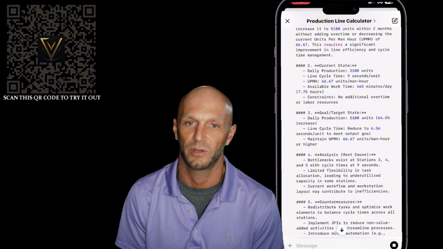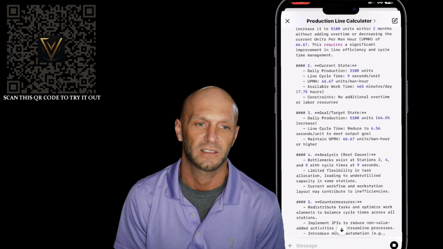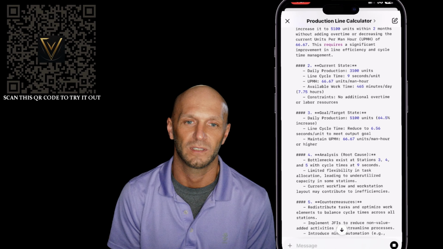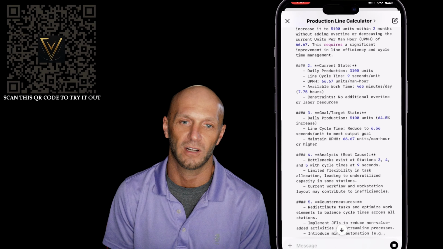So it breaks it down and gives us our current state. Daily production, 3,100 units, line cycle time, 9 seconds, based on the bottleneck, or based on takt time, I mean. Units per man hour, 66.67. Available time is blah, blah, blah. No additional overtime or labor resources, so it gave us our constraints.